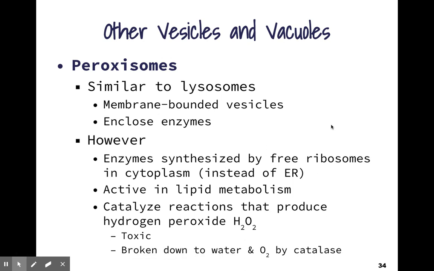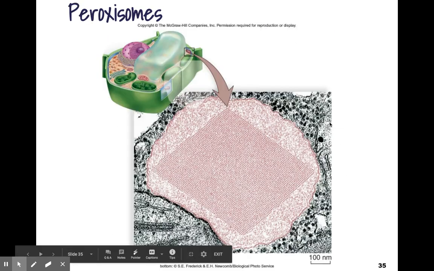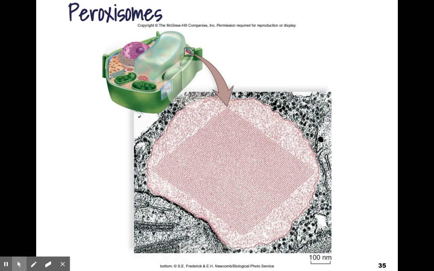This will be a lab that we will be able to do later on. You will need some hydrogen peroxide, which I'm hoping a lot of you guys have at your homes. And like I said, we'll be able to see how catalase works with hydrogen peroxide to make water and oxygen. It's kind of cool. Here's a peroxisome as we see here.